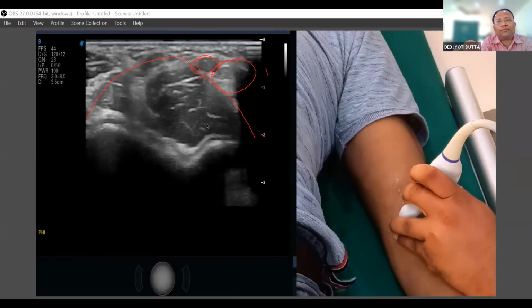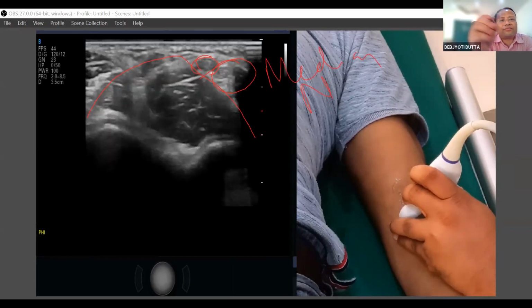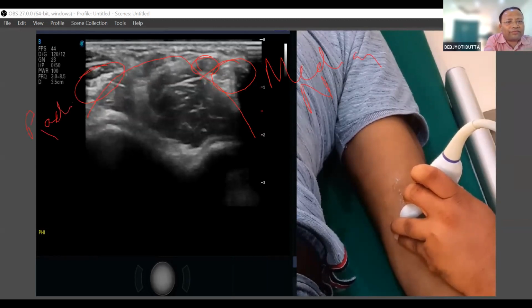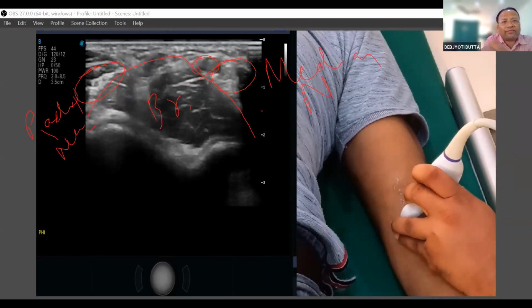Now if we reduce the focus up, then it is close to the nerve. Now can you see the nerve, just by the side of the artery? This is the nerve. This is the median nerve.